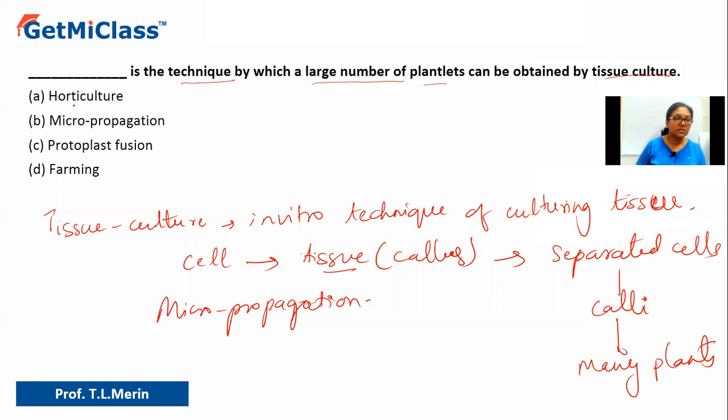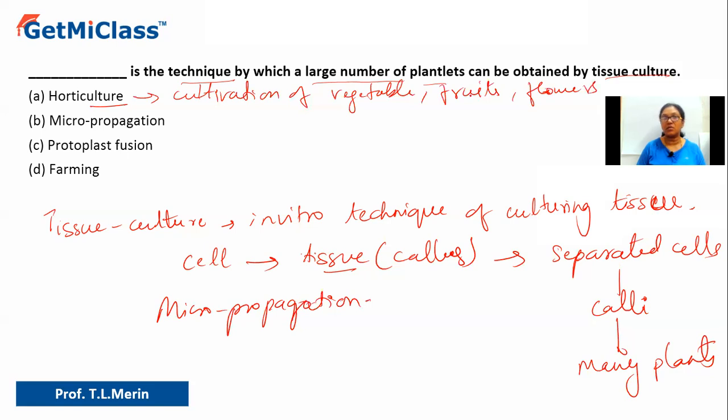So let us see. Option A says horticulture. What is horticulture? Horticulture is nothing but cultivation. It is not culturing, it is cultivation. Though the term is culture, it is cultivation. Cultivation of what? Cultivation of vegetables, fruits, flowers, etc. It does not include taking care of animals, or management of farm animals. It just speaks about cultivation of vegetables, fruits, flowers, etc. Hence, this is ruled out because we have to look into the tissue culture aspects, which is not performed here.